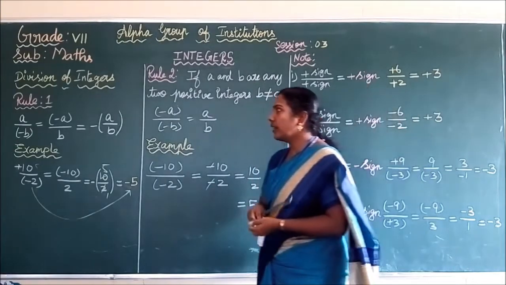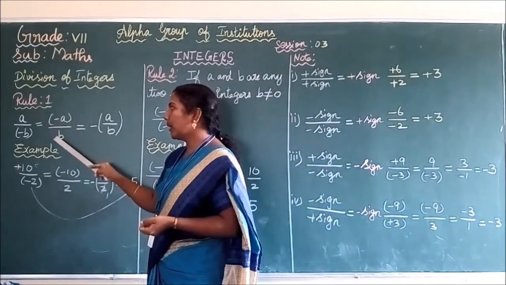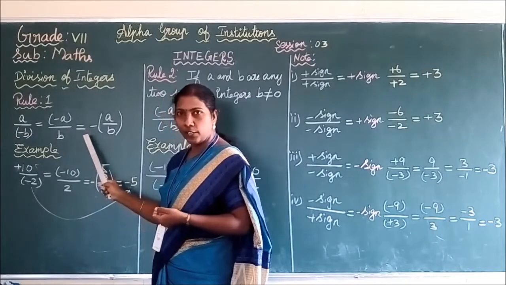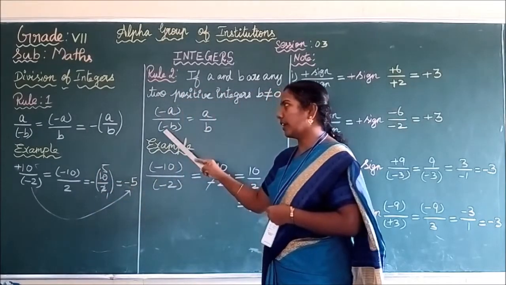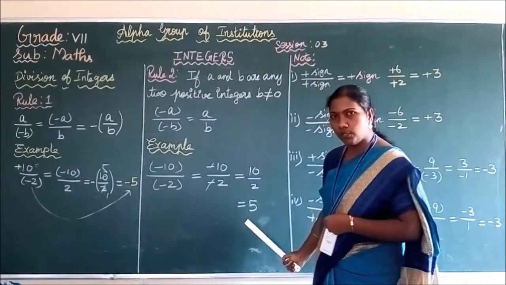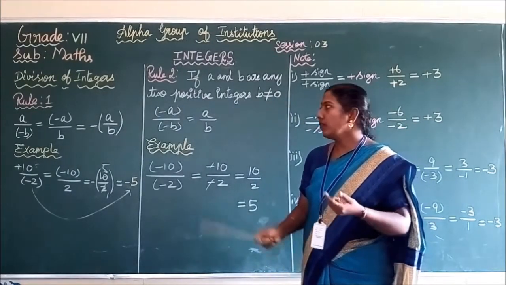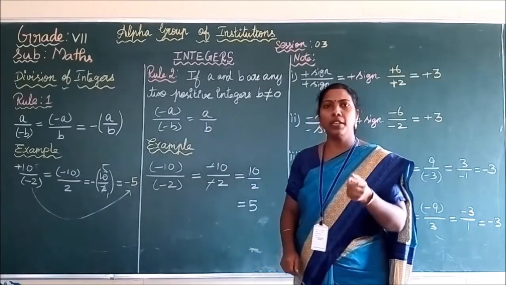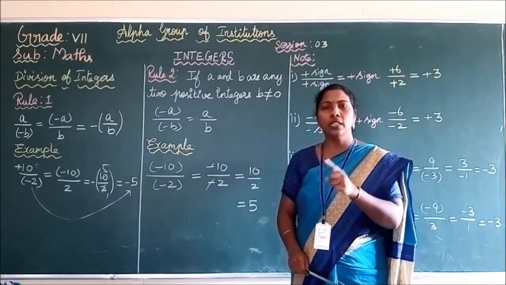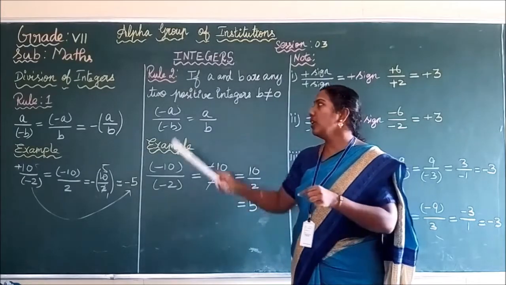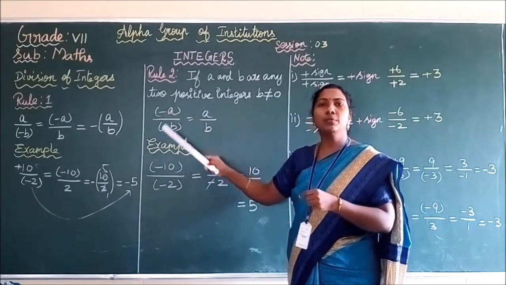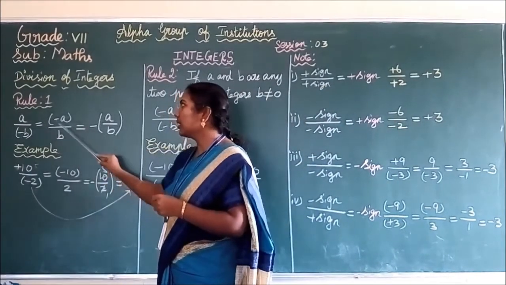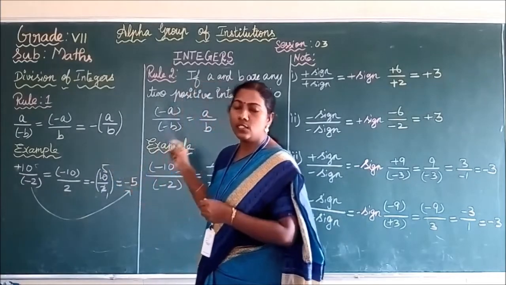If you divide a negative number by a positive number, or a positive number by a negative number, the answer is negative. If you divide a negative number by a negative number, you get a positive answer. In usual division, we divide a positive number by a positive number and get a positive number. As in multiplication, plus into plus is plus, minus into minus is plus. Similarly, plus by plus is plus, minus by minus is plus. The symbol changes for plus by minus, which is minus, and minus by plus, which is minus.